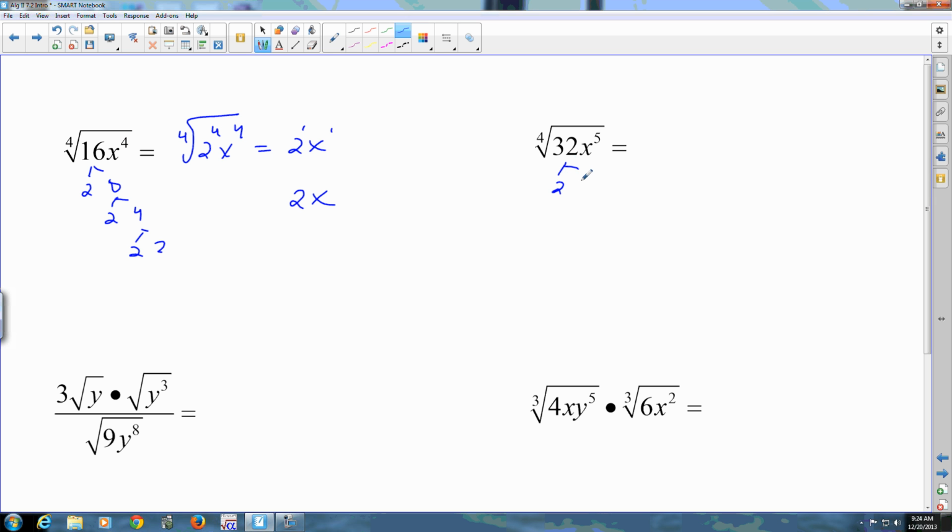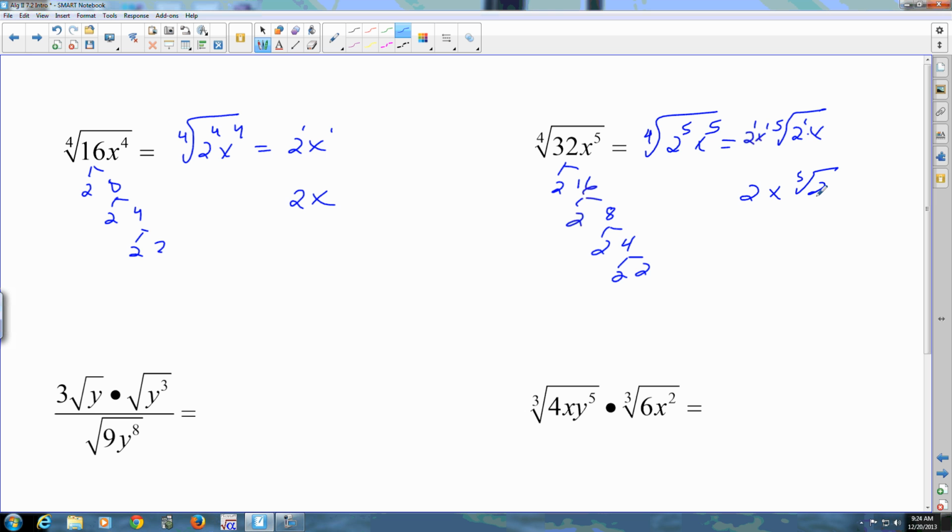32, 2 and 16, 2 and 8, 2 and 4, 2 and 2, 1, 2, 3, 4, 5. So it's the 4th root of 2 to the 5th, x to the 5th. So 4 goes into 5 once, so I get a 2 that pops out with 1 left over. 4 goes into 5 once with 1 left over. So it's 2x, the 4th root of 2x.